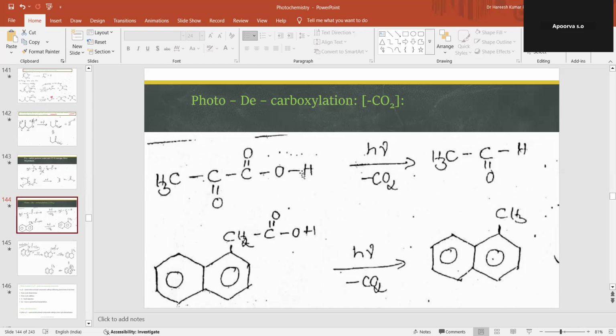Then here I am taking one more example. What is that? This group is called naphthyl, and this group is called acetic acid. Naphthyl acetic acid undergoes photodecarboxylation in the presence of light, forming 1-methyl naphthalene as the product.